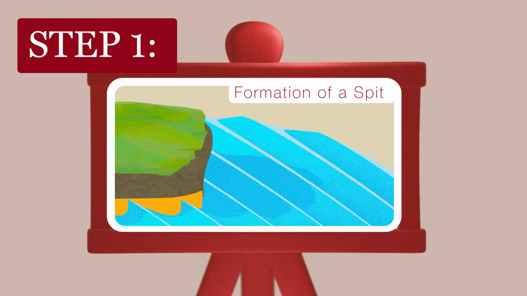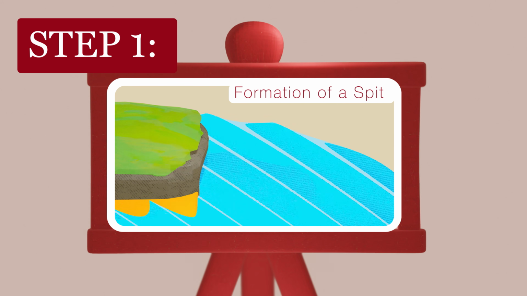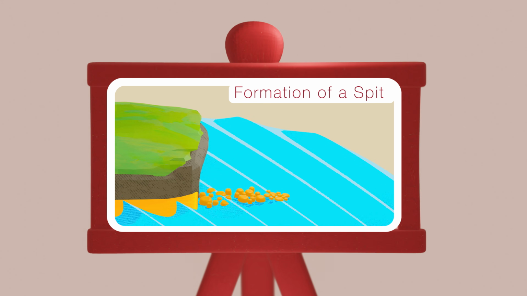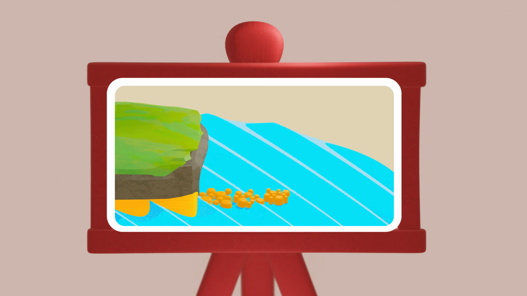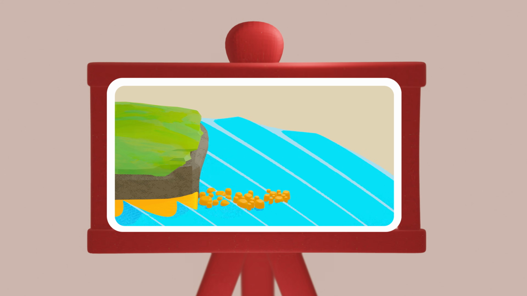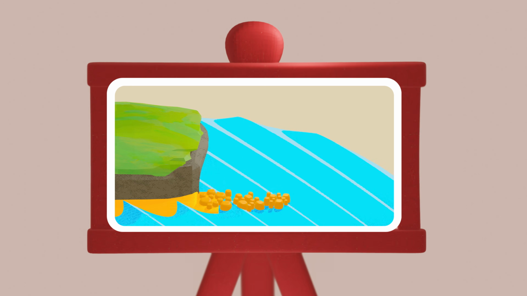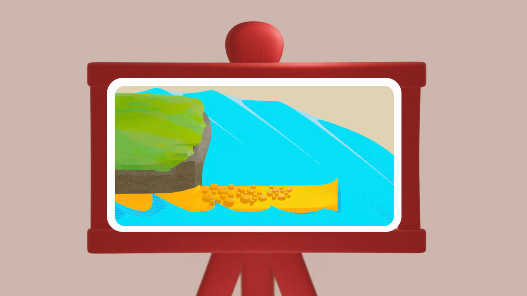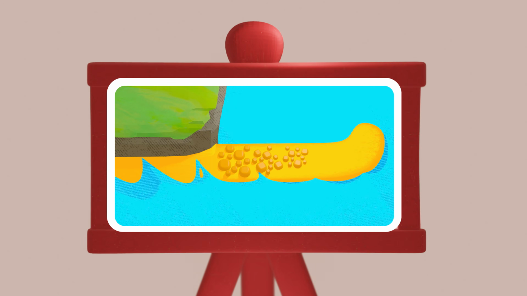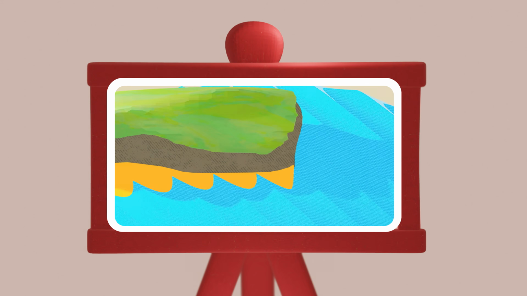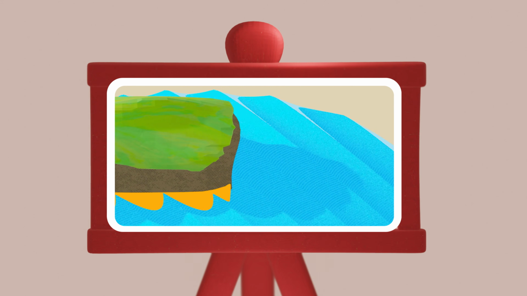A spit forms when longshore drift carries sediment along the coastline. But when the coastline has a sudden change of direction, for example, at a river mouth or a bay, a spit can form. Firstly, the waves lose energy at this point and can cause deposition of sand and shingle.